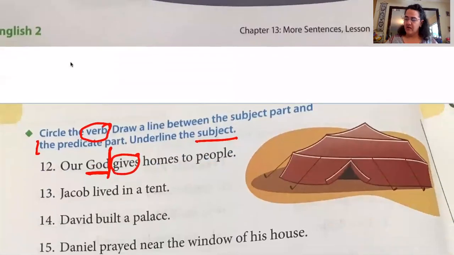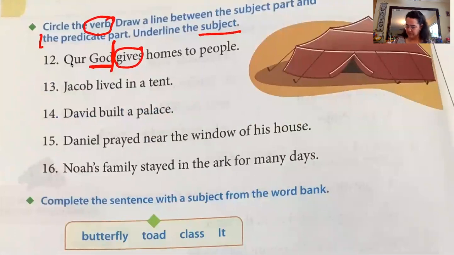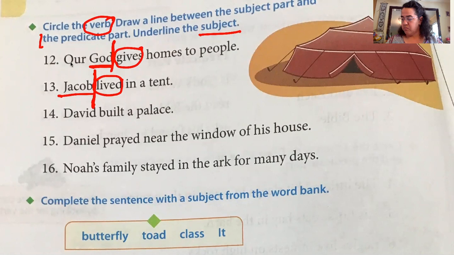Turn the paper over. We're going to circle the verb, draw a line between the subject part and the predicate part. And then we're going to underline the subject. So we have Jacob lived in a tent. What's the action there? The verb is lived. Circle lived. Who or what lived? Jacob. And so we're going to separate our sentence right between Jacob and lived, right? Separate the subject part from the predicate part. David built a palace. What's the action there? Built. Who or what built? David built. Separate the subject from the predicate.